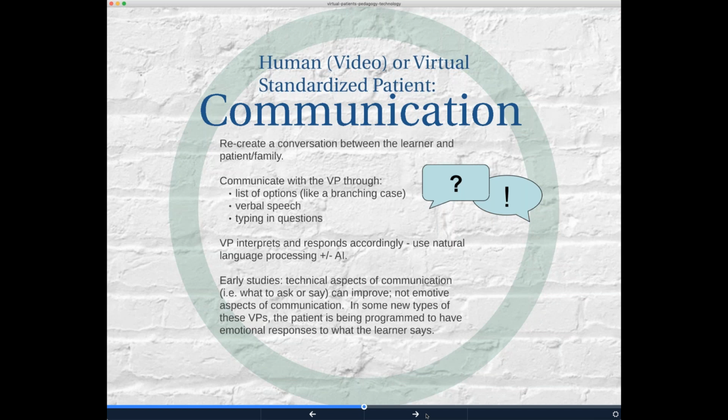Some of the newer types of virtual patients, not only will the words that the virtual patient responds with change depending on what the person asks, but their affect as well, and they'll have more, both visually and in what they say and how they say it, express more emotion in their response. And it'll be interesting to see if that can better tap into the emotional and nonverbal aspects of communication.